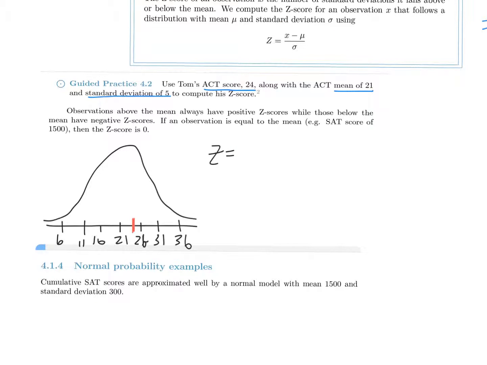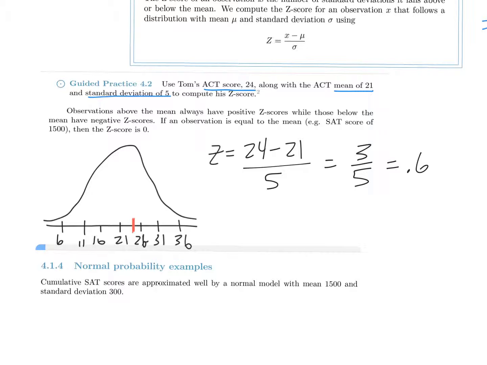His value that I observed was 24, and I'm going to subtract that by the mean, which is 21, with the standard deviation being 5. So that's going to give me 3 over 5, which is 0.6. Keep in mind that is a positive z-score, and in this example, a positive z-score would mean probably a good thing, because that means that you scored higher than average on your ACT. And so that's the difference.